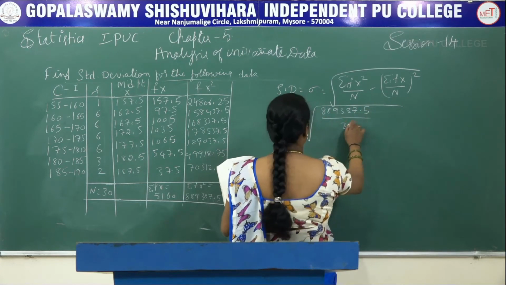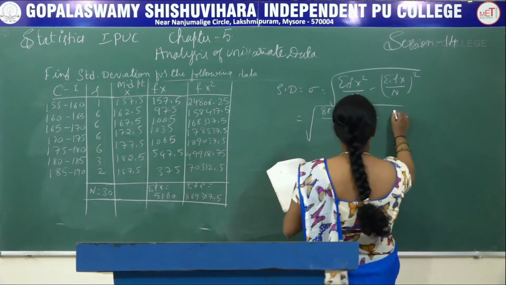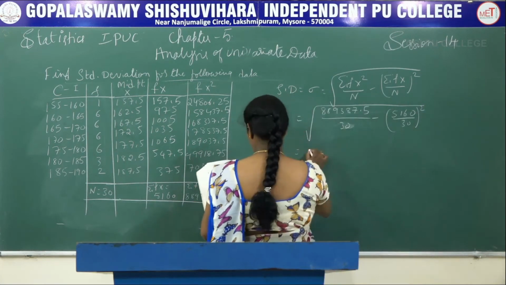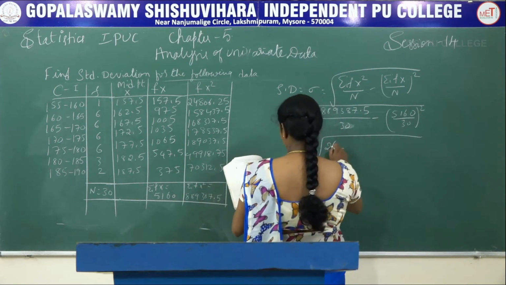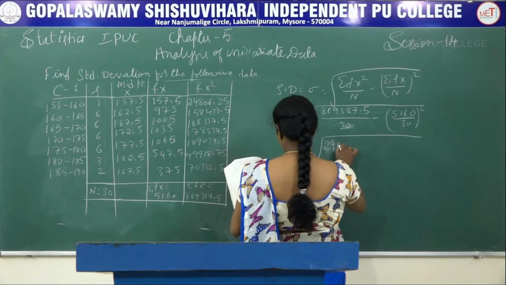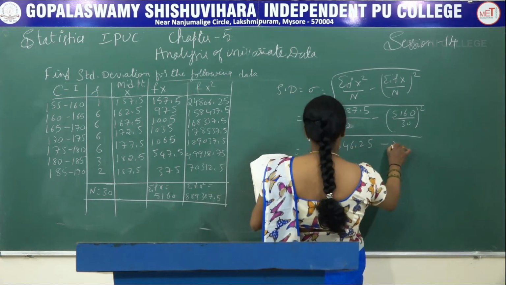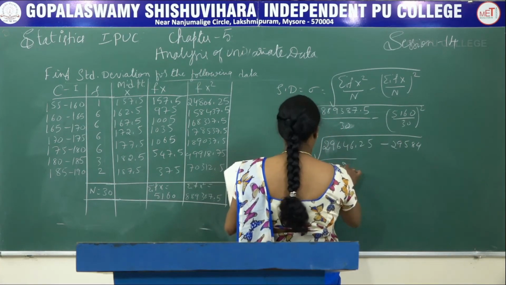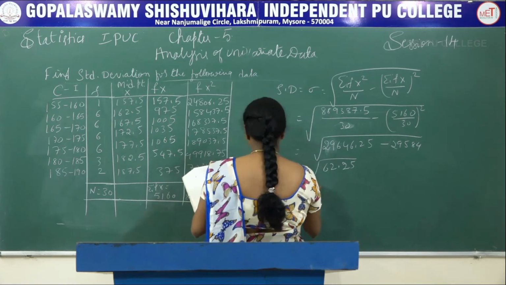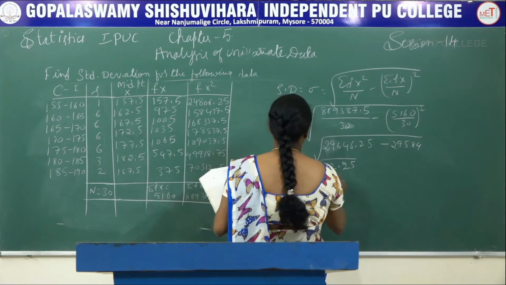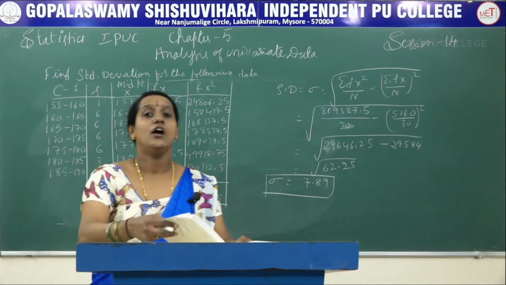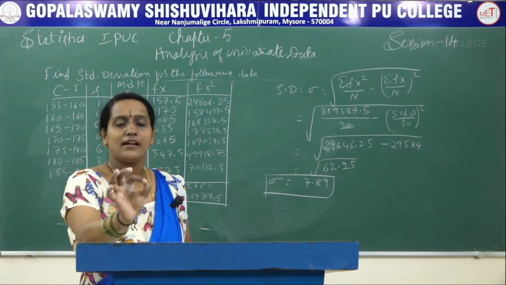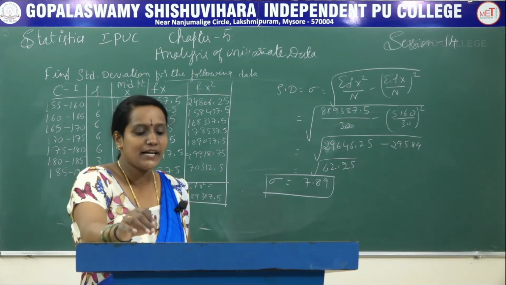889387.5 divided by 30 minus (5160 divided by 30) the whole square, and this is square root of 29646.25 minus 29584, and this is square root of 62.25, and standard deviation sigma is 7.89. While computing this type of big numbers problem, be careful, do the multiplication properly so you will not get confused.